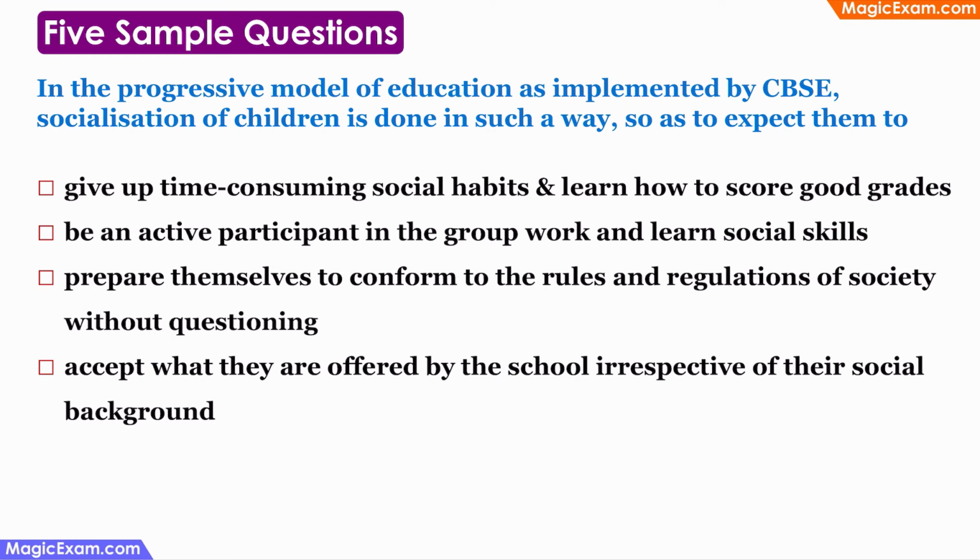In the progressive model of education as implemented by CBSE, socialization of children is done in such a way so as to expect them to do what? That is, which of the following is the socialization model that is suggested or prescribed by CBSE? Give up time-consuming social habits and learn how to score good grades. CBSE definitely is not saying that children should give up their social habits or socialization and focus only on good grades or marks. Therefore, this is incorrect.